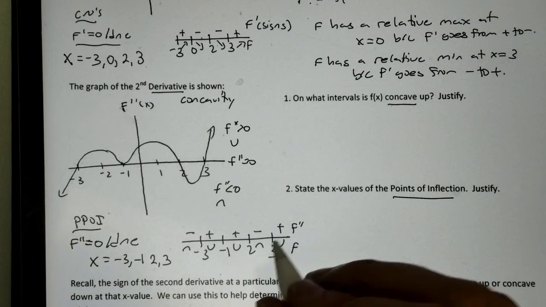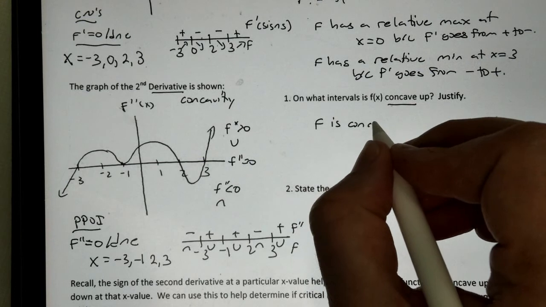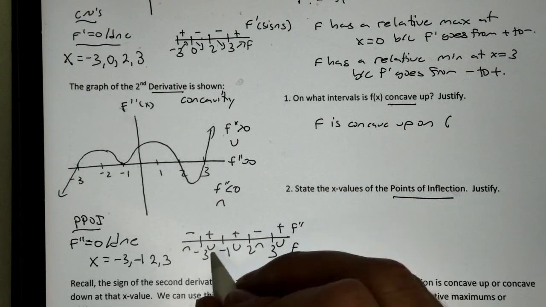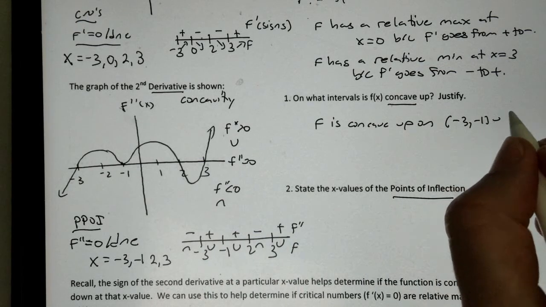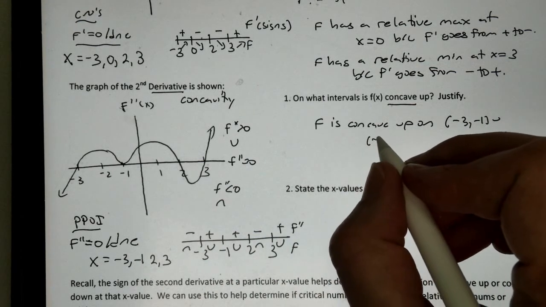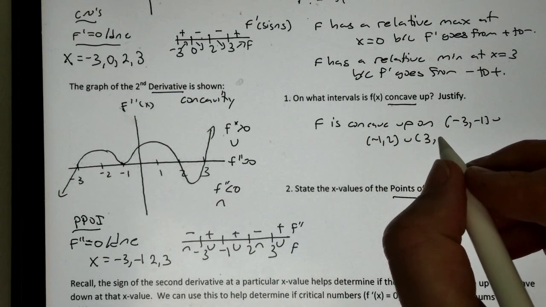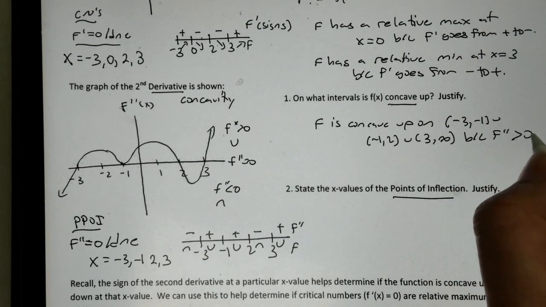So where are we concave up? We can say F is concave up on the following domains: -3 to -1, or -1 to 2, we're going to take a break there, or from 3 to infinity, and that is because our second derivative is positive.